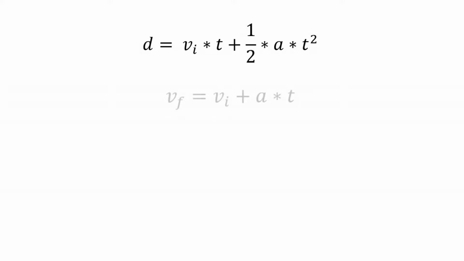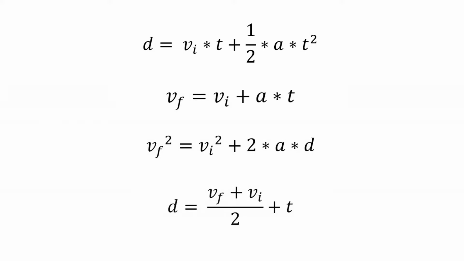There are four known kinematic equations. The first one is d equal to vi times t plus 1/2 at squared. Next is vf equal to vi plus a times t. The third one is vf squared equal to vi squared plus 2 times a times d. And the last one is d equal to vf plus vi over 2 times t.